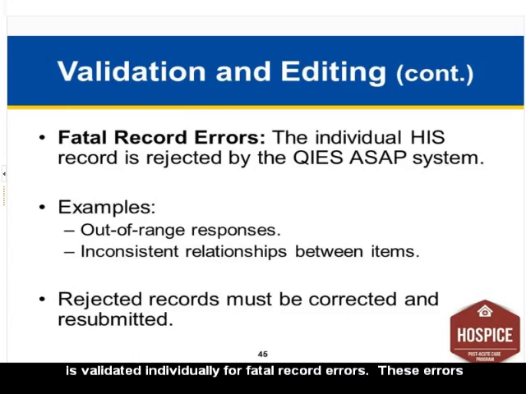These errors include, but are not limited to, out-of-range responses. For example, if the valid responses for an item were 1, 2, and 3, and the submitted value was 6. Or inconsistent relationship between items, for example, an inconsistent date pattern, such as the patient's birth date as documented in item A0900 is later than the admission date as documented in item A0220. Fatal record errors result in rejection of individual records by the KEYS ASAP system. The provider is informed of fatal record errors on the FVR. Rejected records must be corrected and resubmitted.